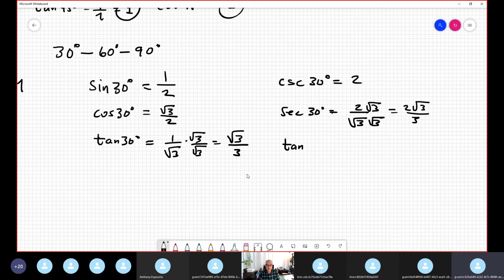And cotangent 30 degrees, it's the reciprocal of tangent, which by the way is radical 3, no? Because you take this and flip it, it's radical 3 over 1, which is radical 3. And let's do it for 60 degrees now.